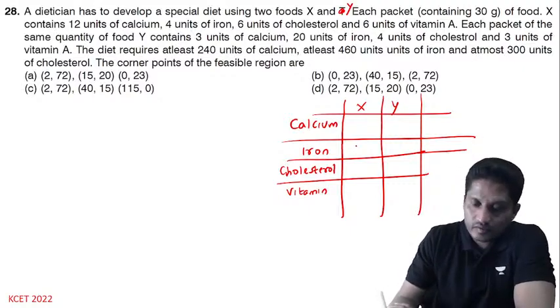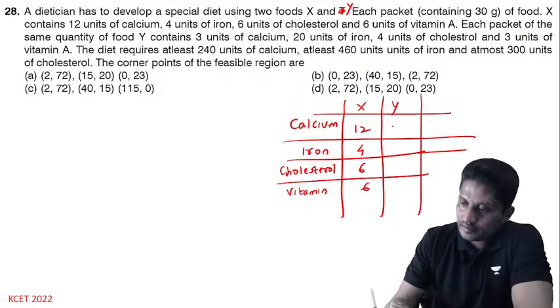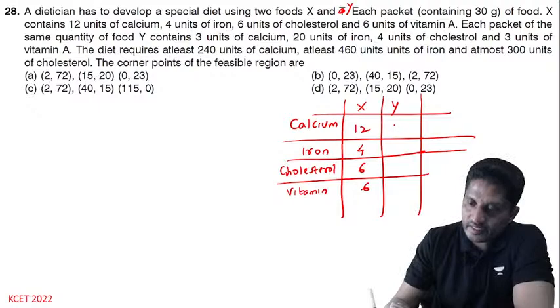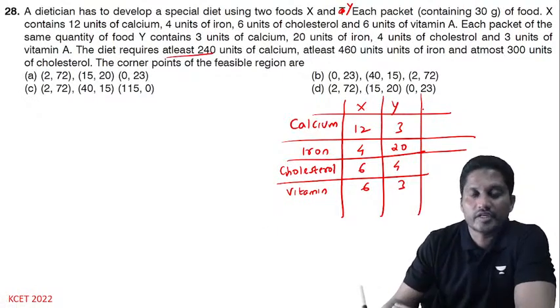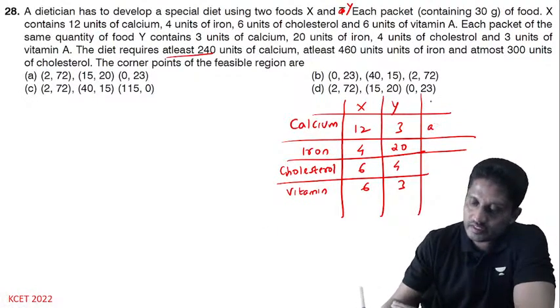Now X contains 12 units of calcium, 4 units of iron, 6 units of cholesterol, and 6 units of vitamin A. And each packet of Y contains 3 units of calcium, 20 units of iron, 4 units of cholesterol, and 3 units of vitamin A. It's also given in the question that the diet contains at least 240 units of calcium. So this is the requirement.